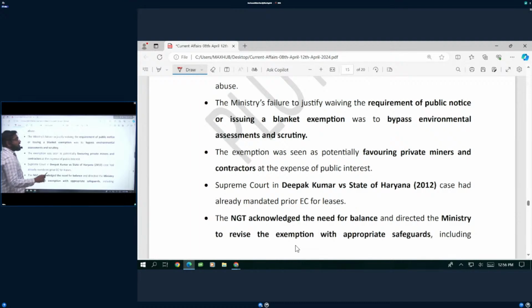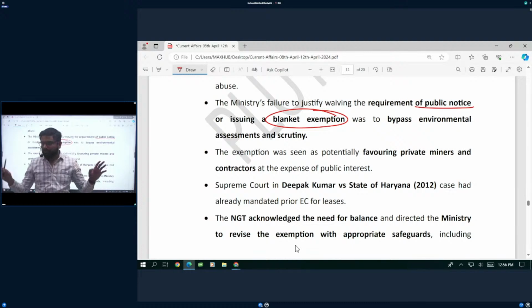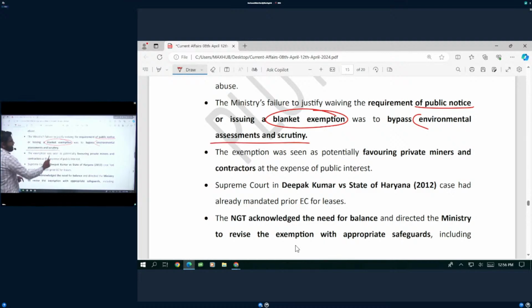और दूसरा, there was a blanket exemption on public notice. मतलब you can excavate as much as you want for any linear project and you do not have to tell the people. So these are the two problems. Open exemption, and it was bypassing basically what? Environmental assessment and scrutiny.